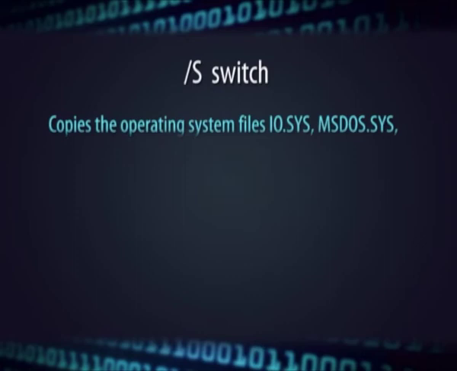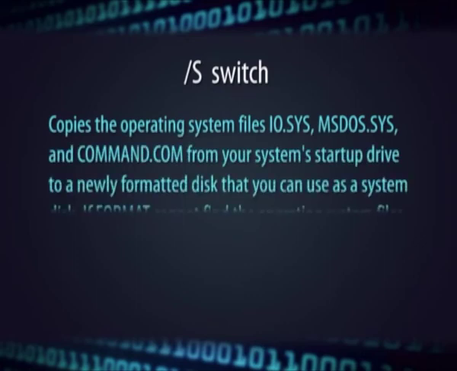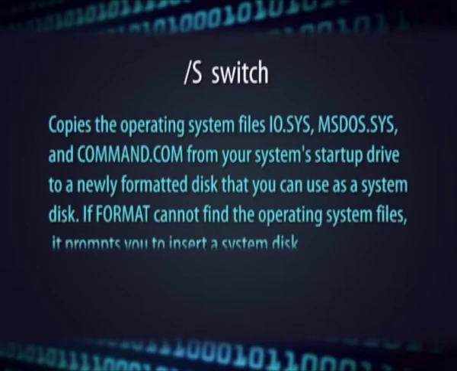/s copies the operating system files io.sys, msdos.sys and command.com from your system's startup drive to a newly formatted disk that you can use as a system disk. If format cannot find the operating system files, it prompts you to insert a system disk.